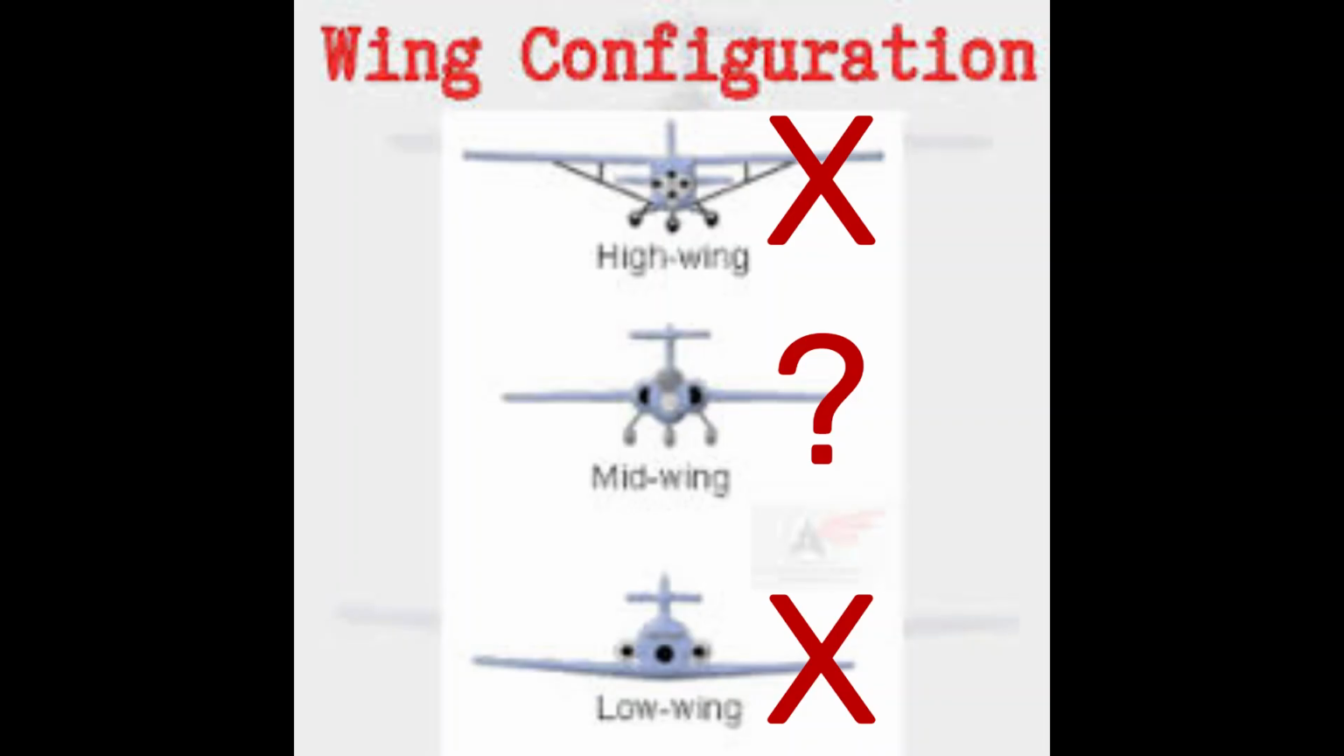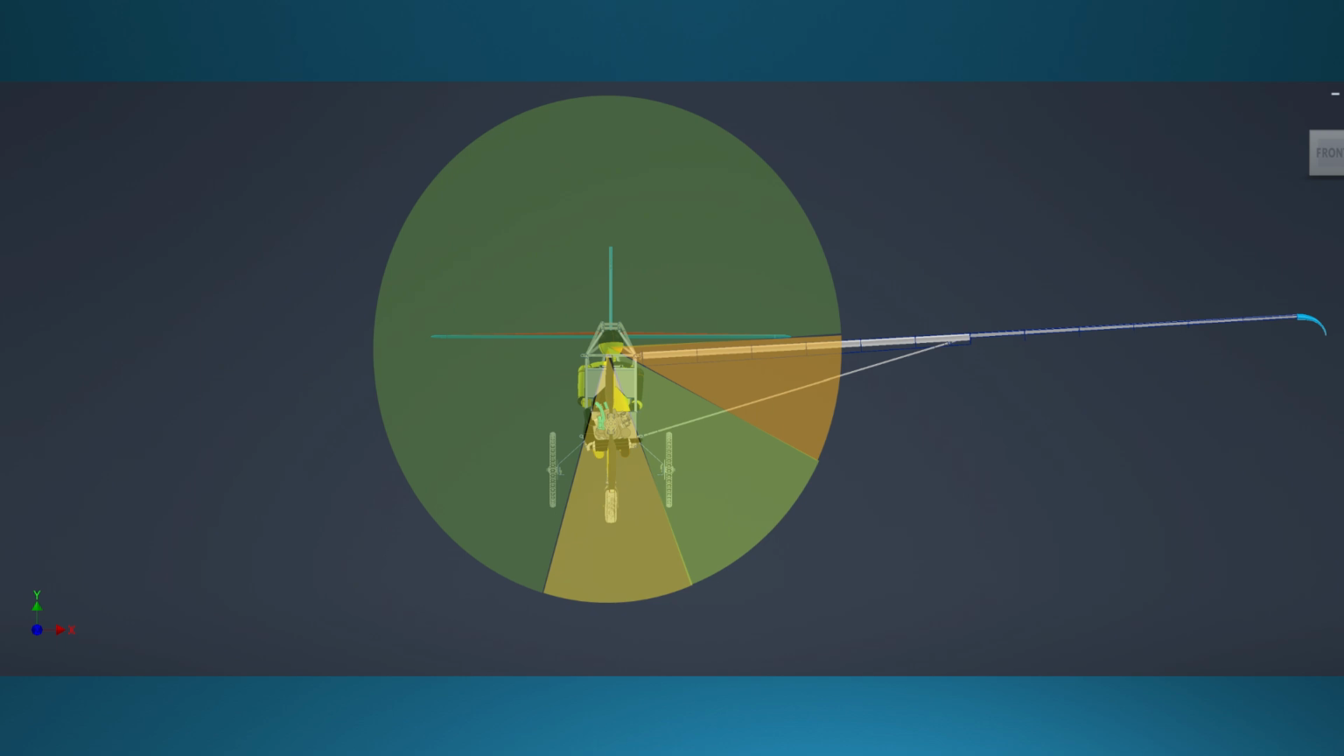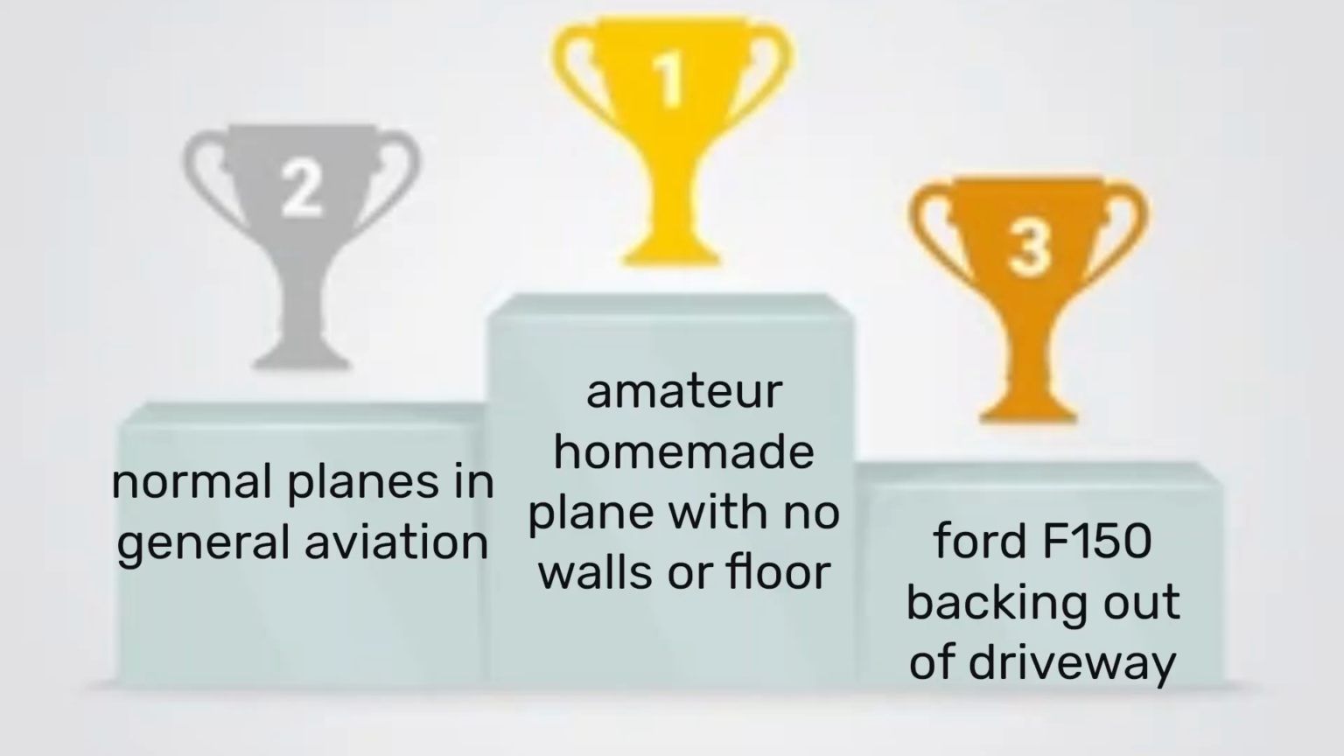Having the wings in the middle does present its own engineering challenges, which I might cover in a different video. But from a visibility standpoint, being able to see both over and under the wings offers a huge amount of visibility, which is unmatched by most aircraft.